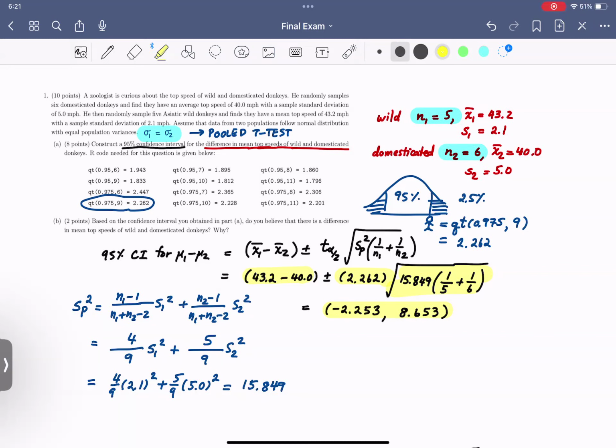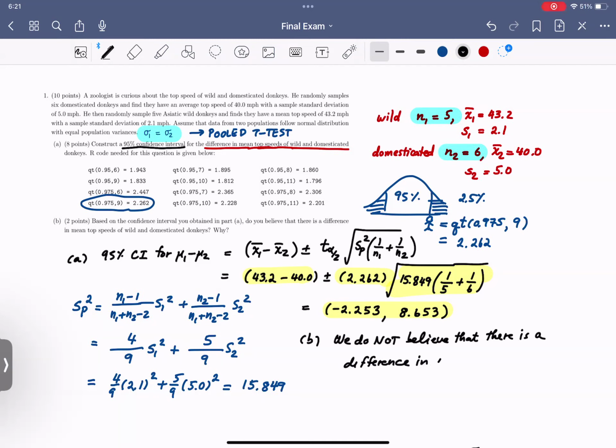That's part A. So for part B, based on the confidence interval you obtained from part A, do you believe that there is a difference? For part B, the answer must be we do not believe, right? We do not believe that there is a difference in mean top speed. Why?